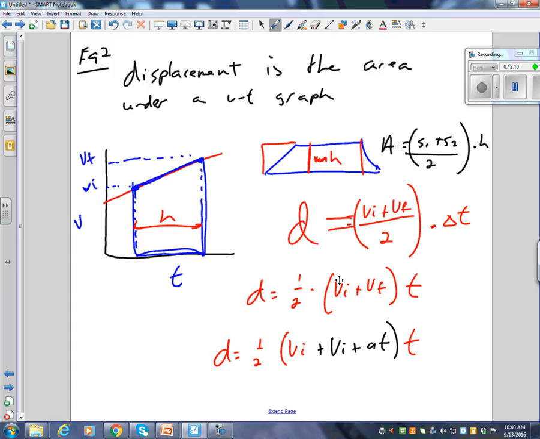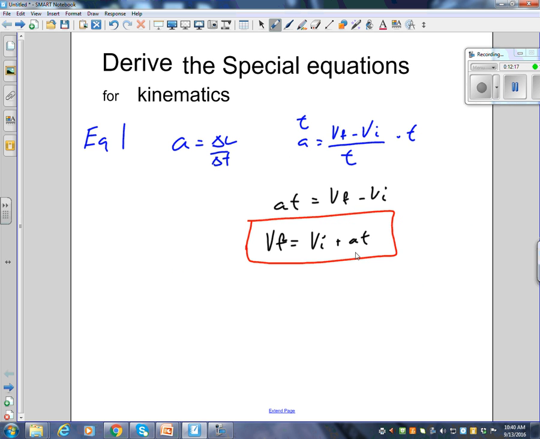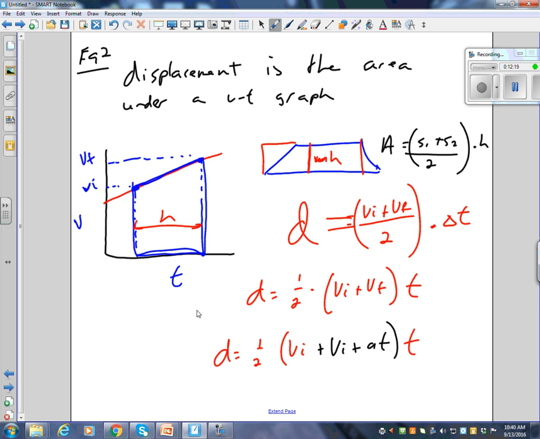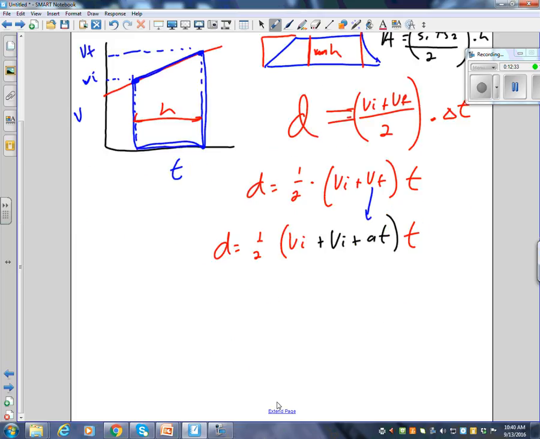What step did I just do here? Remember, this vf is now becoming vi plus at. So this is the original red vi. This red vf has become, in black, vi plus at. Okay? And I promise this is almost the end here. Now it's just a matter of cleaning it up.